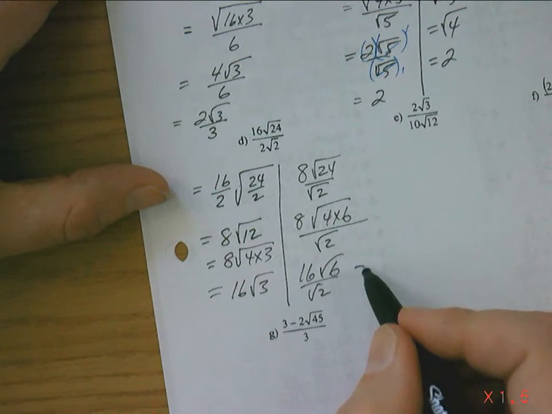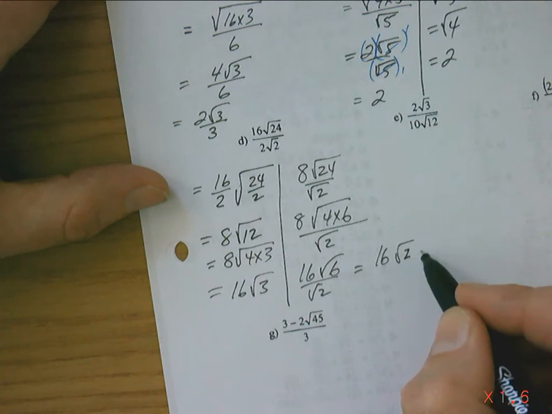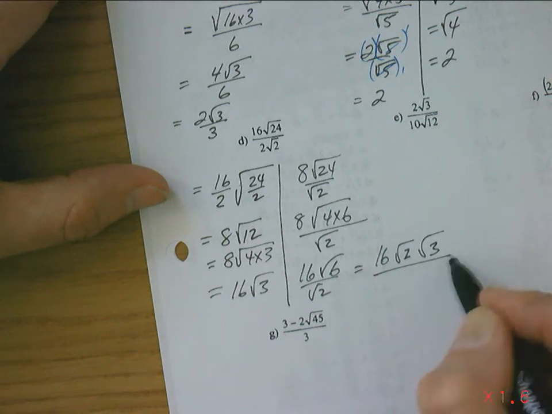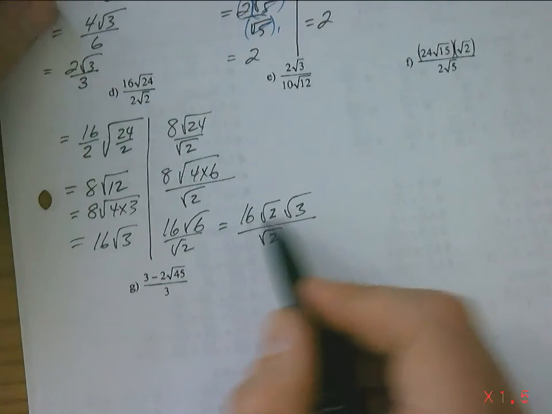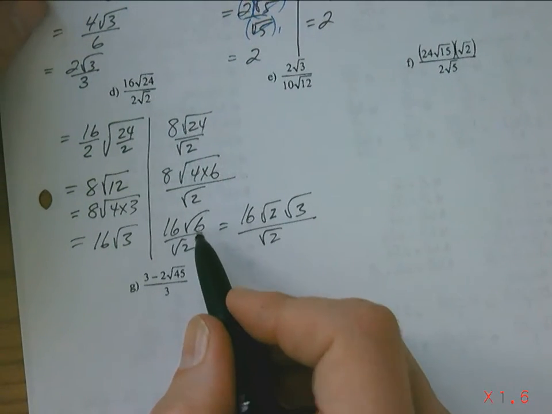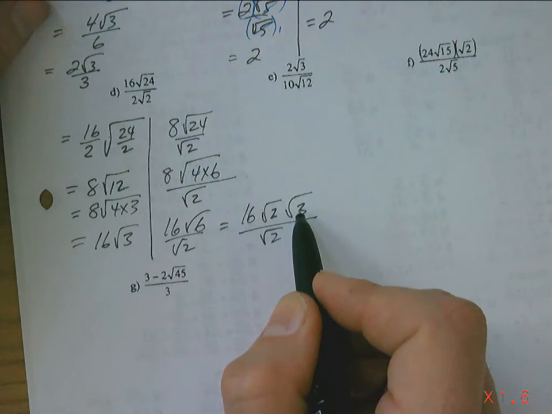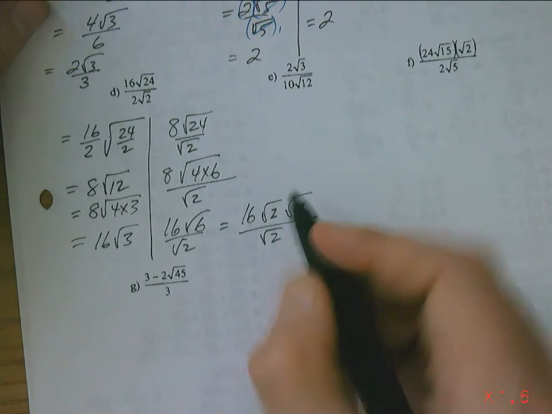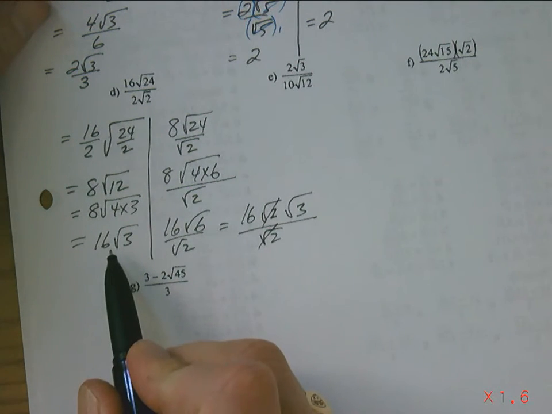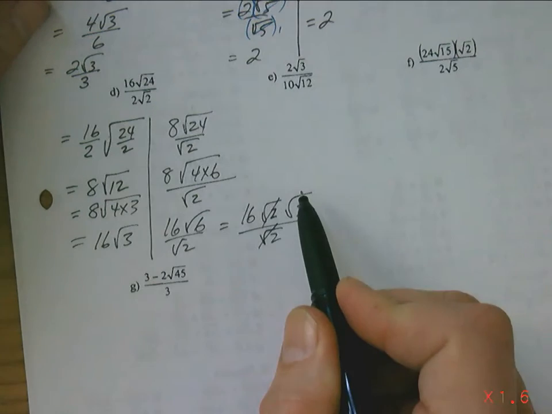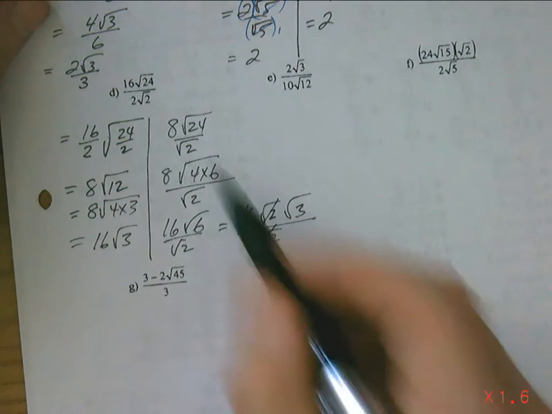Notice the root 6. The root 6 could be divided up into root 2 and a root 3, over root 2. Remember, neither one of these is a perfect square, but I'm not trying to find a perfect square. I'm trying to get rid of the root 2 on the bottom. Root 6 is going to be root 2 times root 3. So we could reduce those out, and it leaves us with the same answer, 16 root 3. Granted, this way looks a lot easier. I would prefer to do it this way, but this is perfectly fine as well.